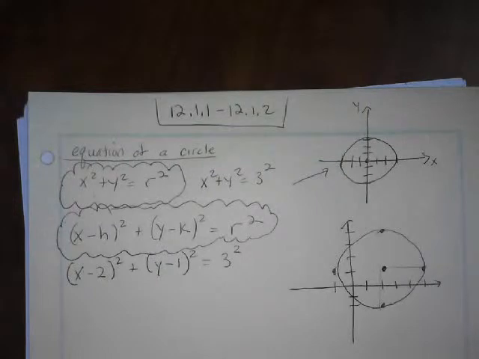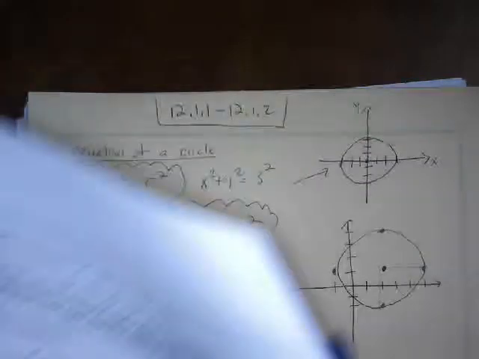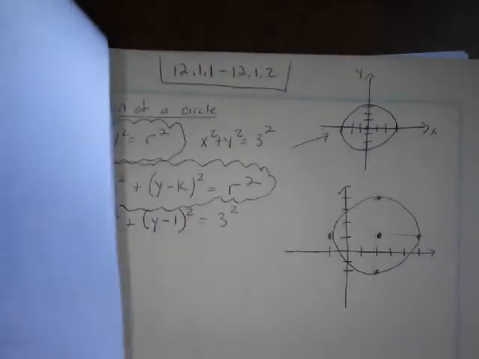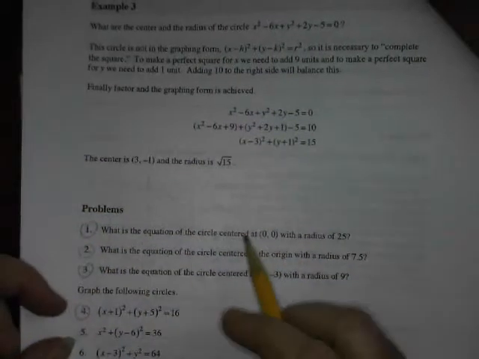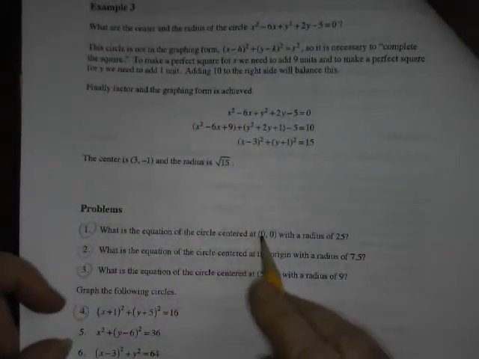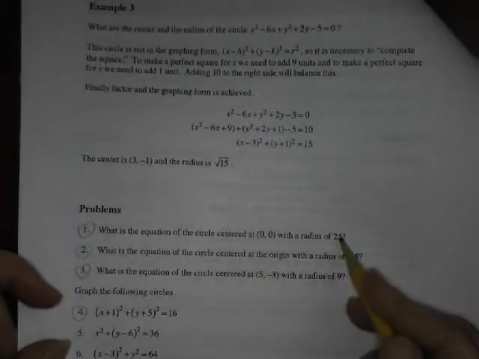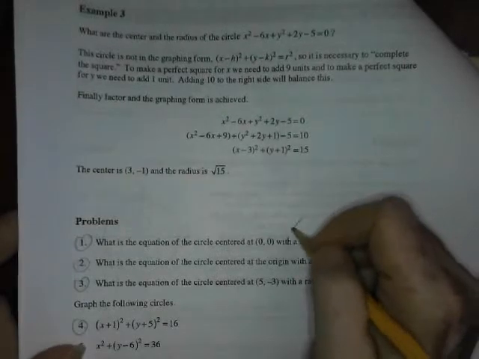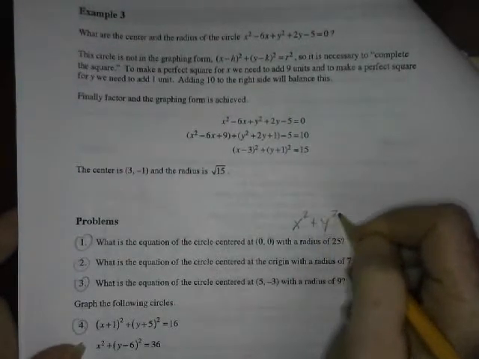These are pretty easy. Some of you have already taken Algebra 2, so you already know how to do this. Some of you, this is your first time, and that's okay too. What's the equation of this circle centered at 0, 0 with a radius of 25? So the radius is 25, so you just go x squared plus y squared is r squared.